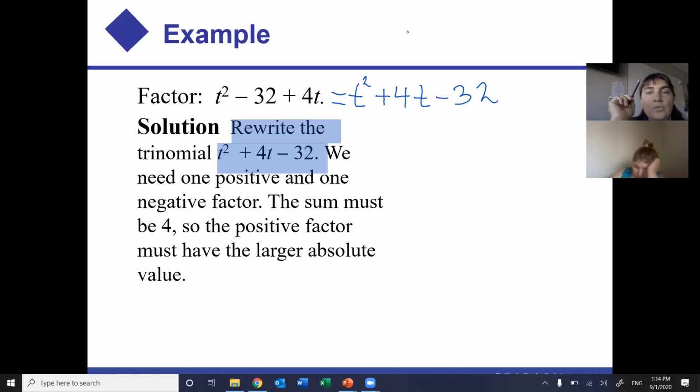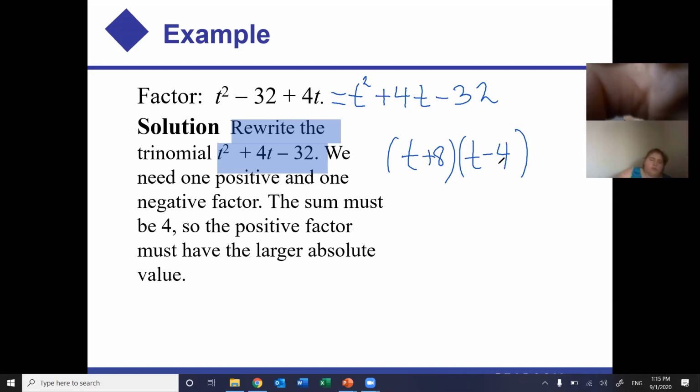Okay, so now which numbers multiply to give you 32? 8 and 4. 8 and 4 would work, right? Yes, you're correct. 8 and 4. Which one is positive? Which one is negative? 8. That's correct, because the addition is positive, right? So it's going to be positive 8 and negative 4. Yay! Good job.